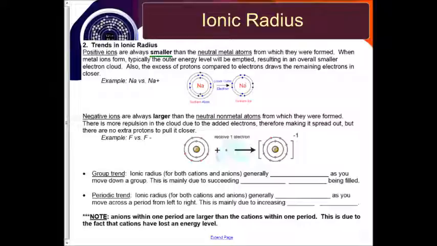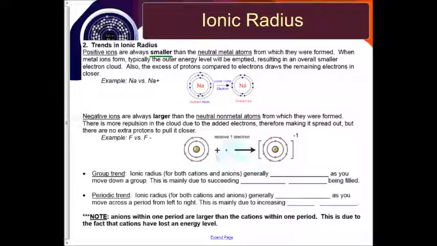Now, negative ions are always larger than the neutral nonmetal atoms because they are actually gaining electrons. Their outer level has got more electrons in it than before, so they will increase slightly.